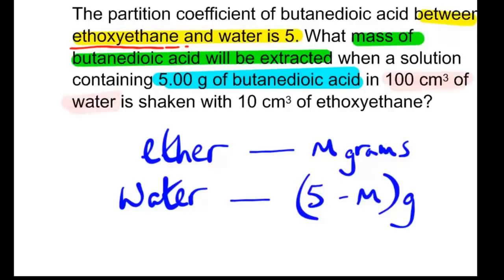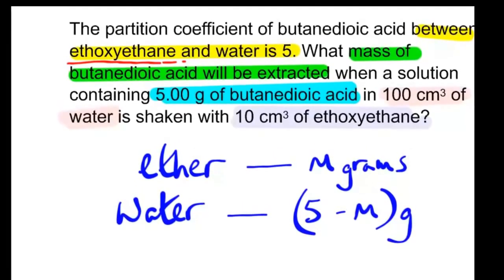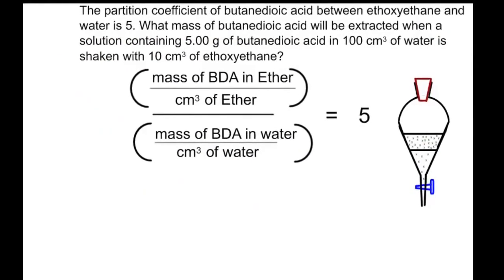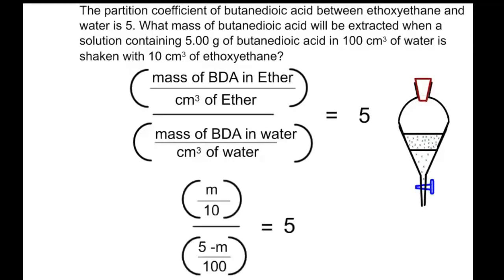Assign m to the mass of butane dioic acid that ends up in the ether, because that's what we're being asked to find, the mass of butane dioic acid that will be extracted, in other words, into the ether. And since we start with 5 grams of BDA, then there'll be 5 minus m grams left in the water. So there's the expression, changing from moles divided by dm cubed to mass divided by cm cubed. And so we're left with m over 10 divided by 5 minus m over 100 equals 5 over 1.